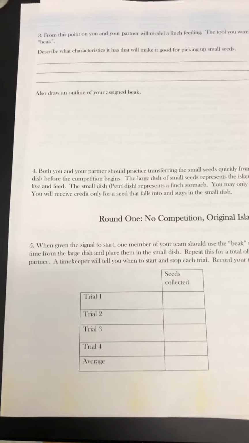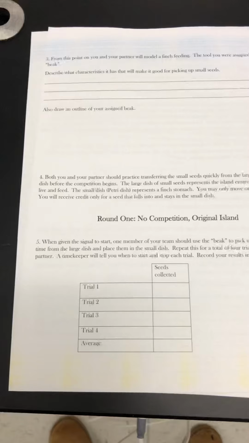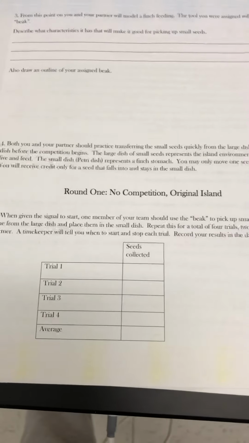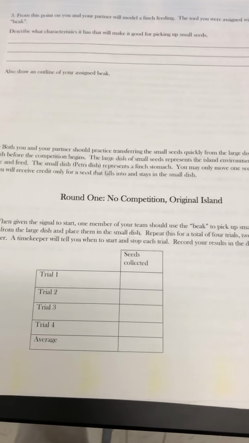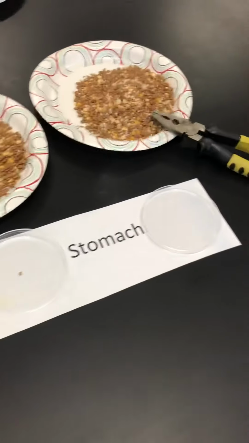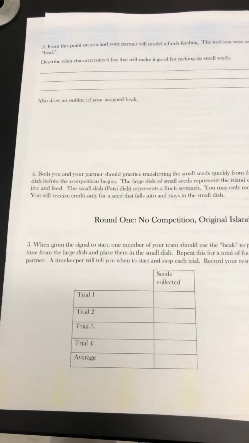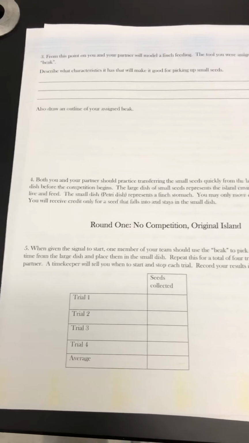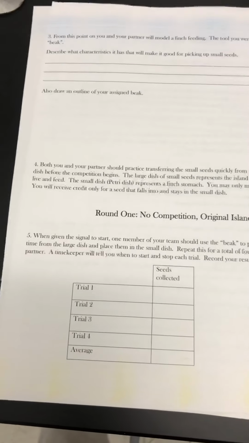So round 1, when given the signal to start, and we time it for about 30-35 seconds, each of you would be picking up small seeds with your beak, your tool, and like I said, I'm just going to use the tweezers and the plain pliers. And you're going to pick up seeds one at a time from the large dish, place them in your stomach, the small dish. Do that for 4 trials, so you each do it twice.